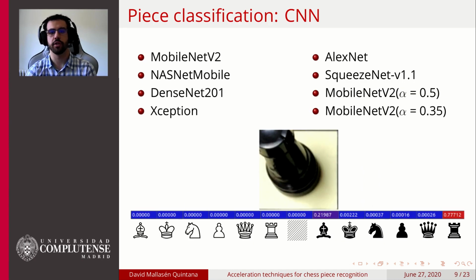In order to classify each square, we have trained several convolutional neural networks on the pieces dataset from the previous slide. The 4 networks on the left are more complex, and the 4 on the right are faster models. This way, we were able to check their performances, as we will see later, and choose the best ones. Their output is a probability vector indicating to which of the 13 classes does the image belong. In this example, there is a 77% chance of it being a black rook, and a 22% chance of being a black bishop.